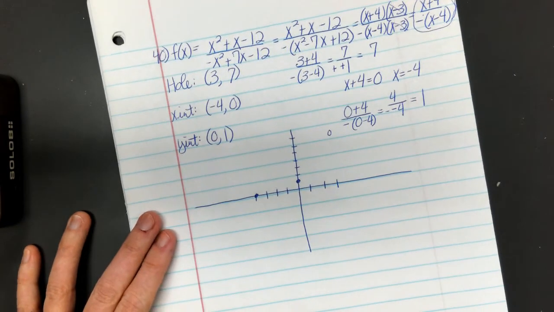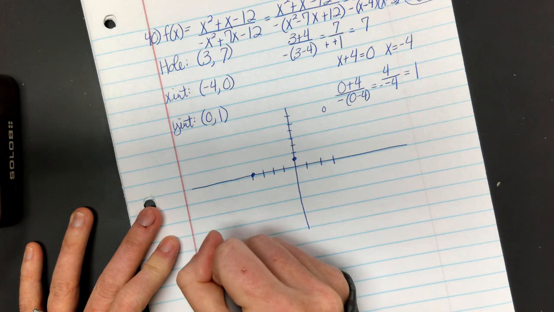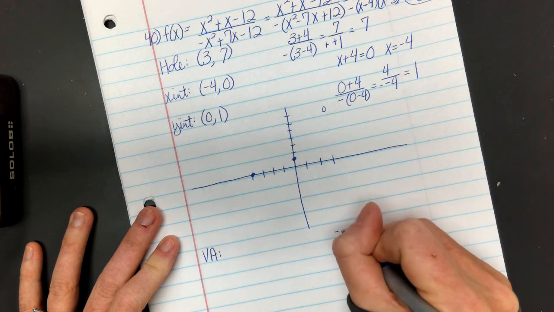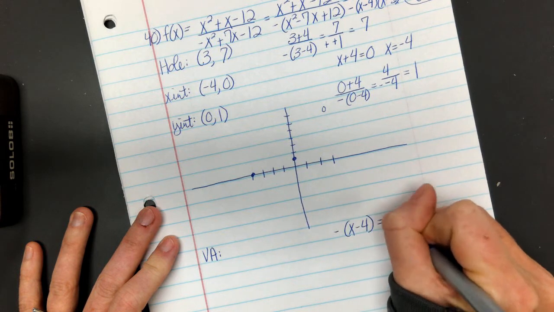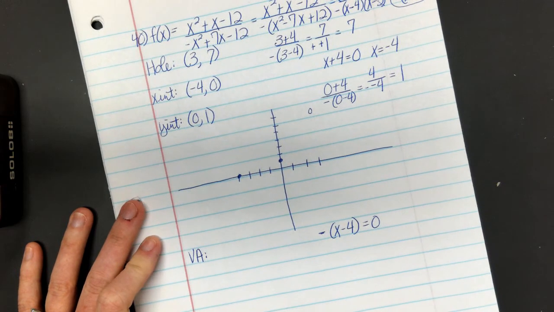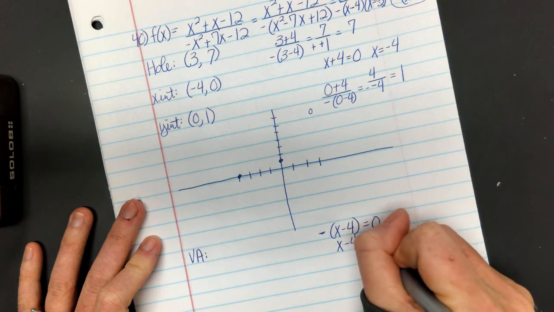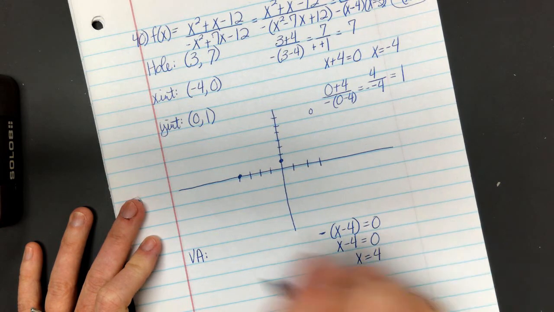Okay, while we're talking about intercepts, it's a good time to talk about my vertical asymptote. So I'm going to have a vertical asymptote when my denominator is equal to 0. So I'm going to say that negative x minus 4 is equal to 0. That's where my vertical asymptote is going to be, because we can't have a 0 in the denominator. Okay, so that negative's not really making that big of a difference. So x minus 4 equal to 0. So I'm going to have a vertical asymptote where x is equal to 4.